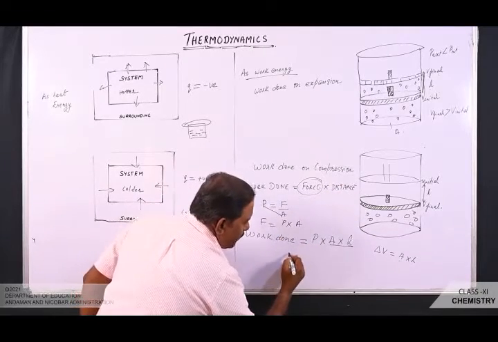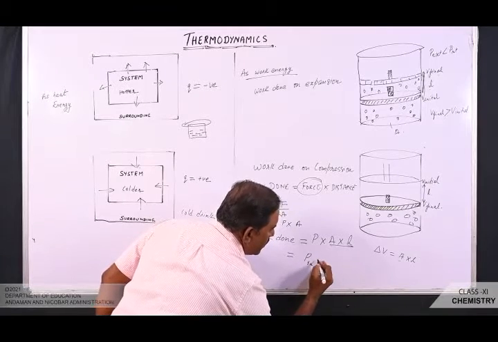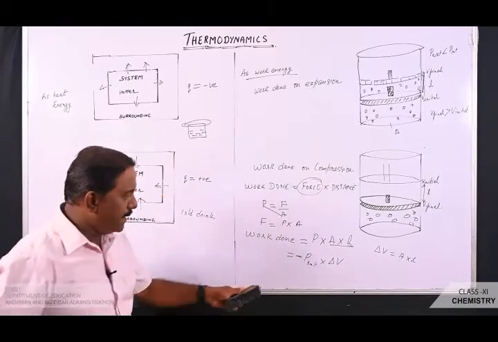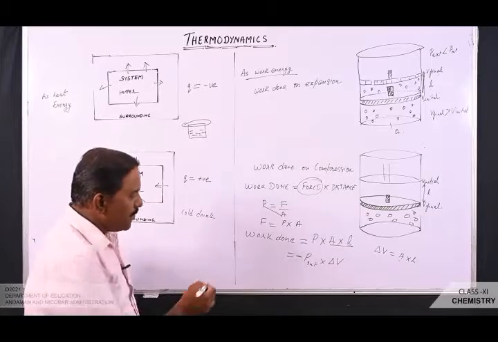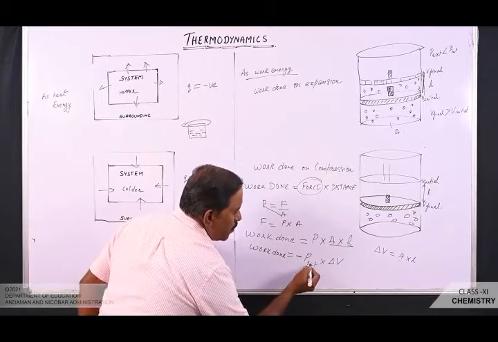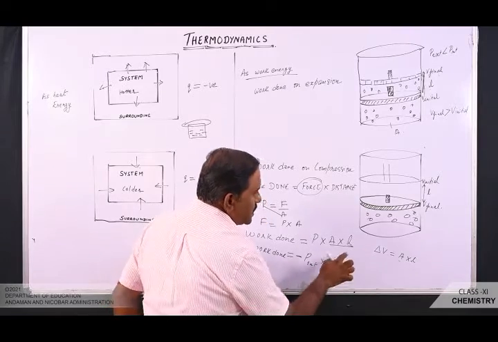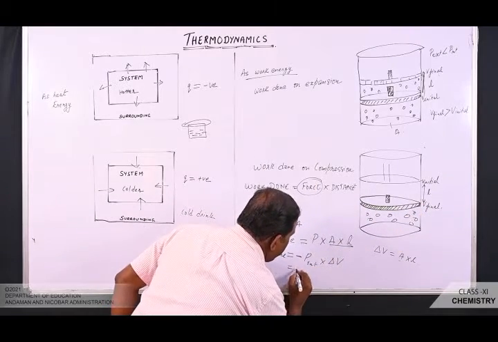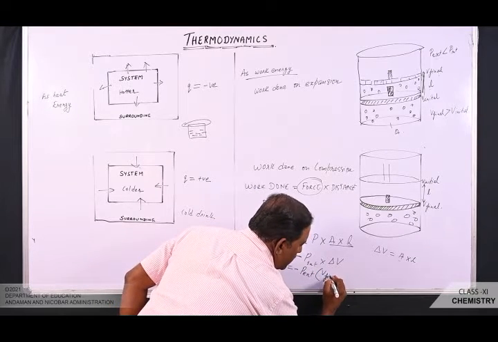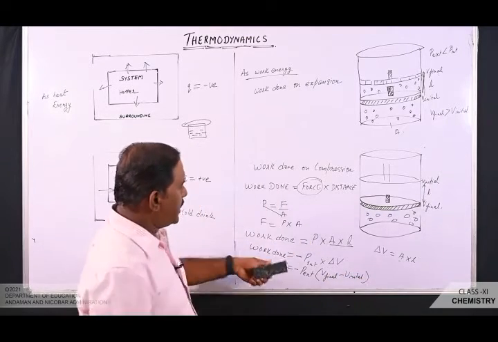Now here I can write P external into del V. This negative sign is added to obtain the conventional sign for work done. So work done is equal to minus P external into del V, where del V is V final minus V initial. Now we will see what will be the sign of this.